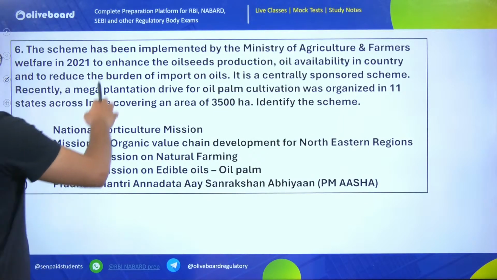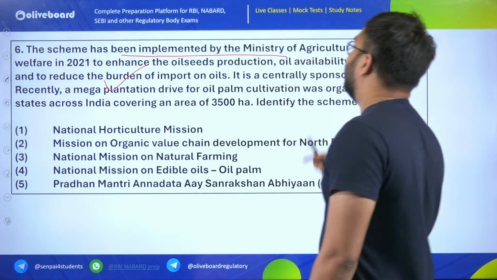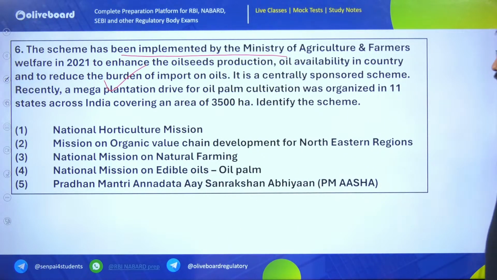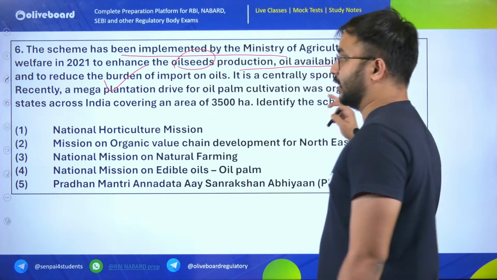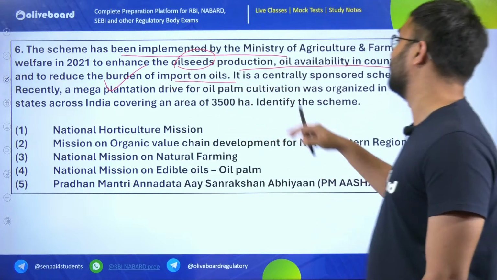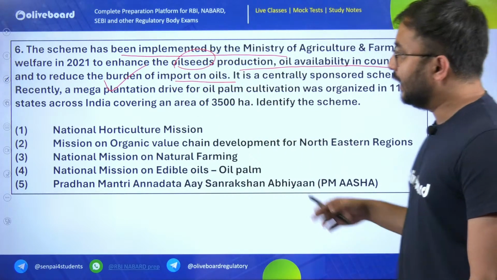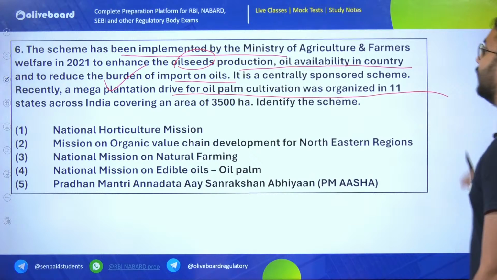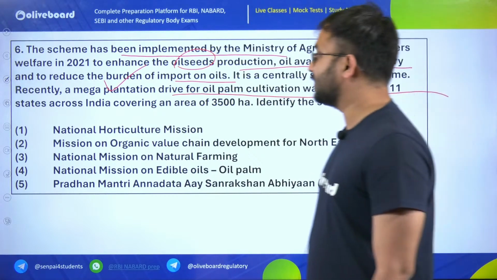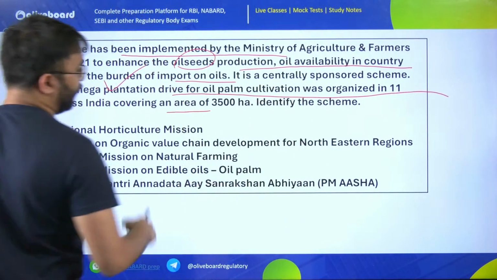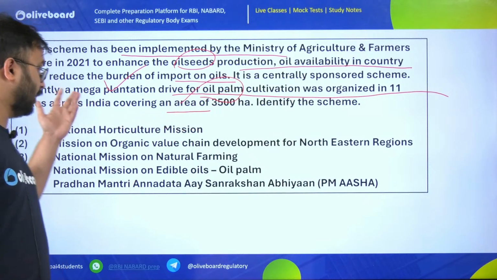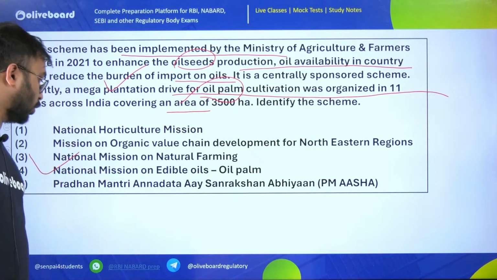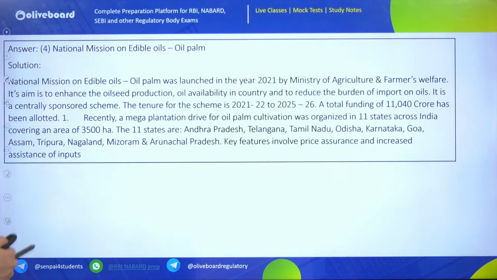So one very important question on paragraph based. The scheme has been implemented by Ministry of Agriculture and Farmers Welfare in the year of 2021. This is to enhance the oilseed production, oil availability in the country, and to reduce the import of oils in the country. It is a centrally sponsored scheme. Recently, a mega plantation drive for oil palm cultivation was organized in 11 states across the India, covering 3,500 hectares. Identify the scheme. So the question only has oil palm in it. So automatically, even the best possible scheme which we are talking is National Mission on Edible Oils, oil palm.